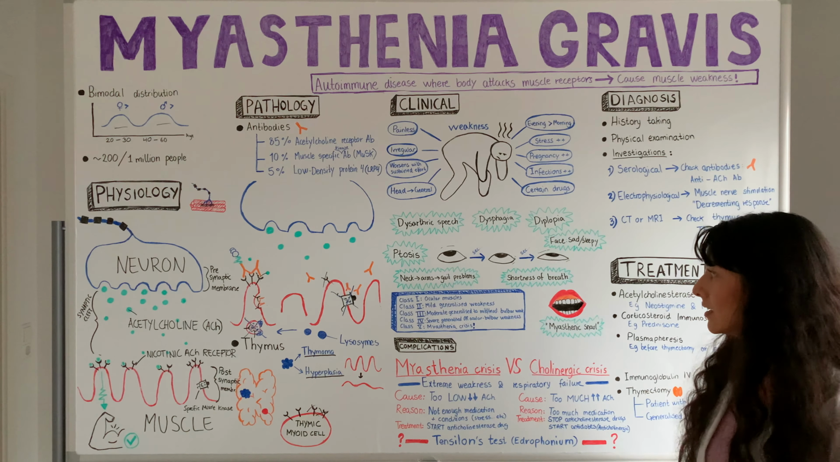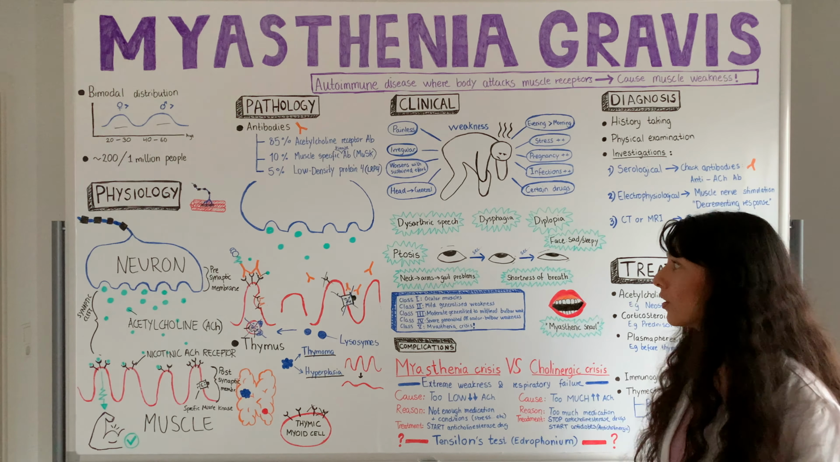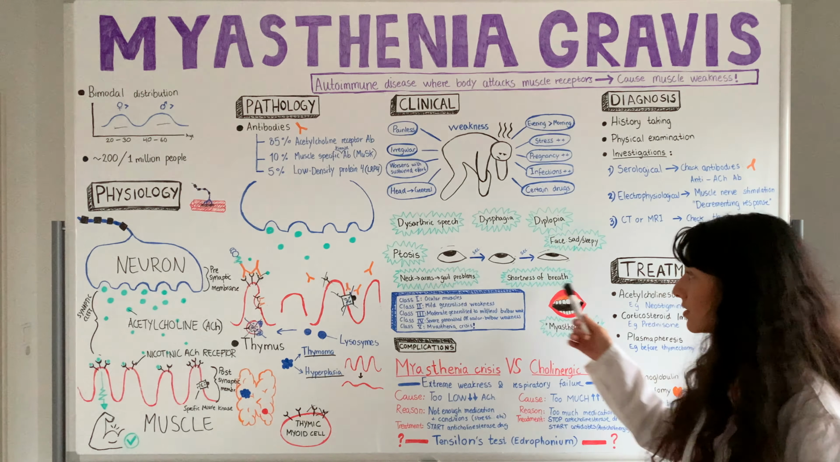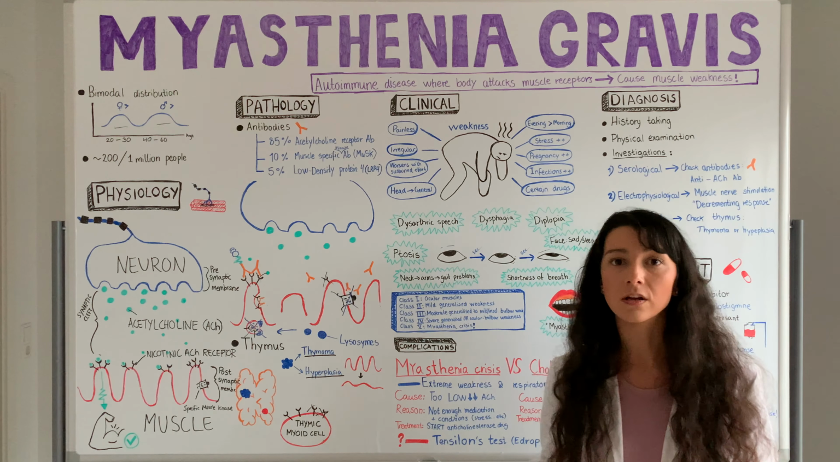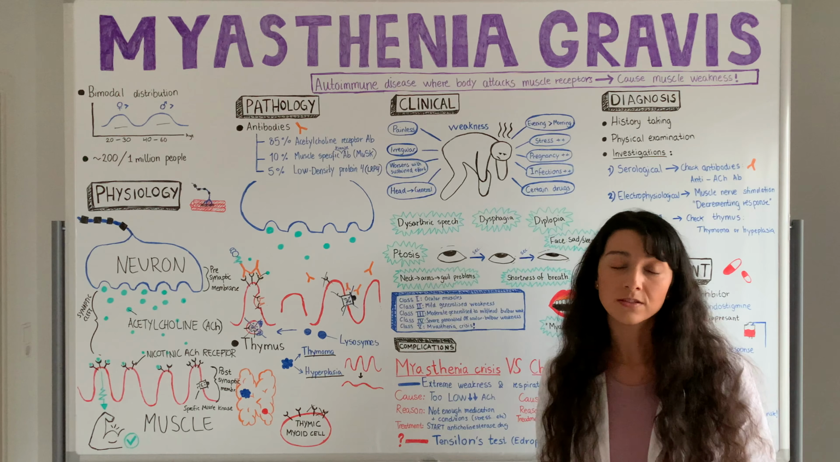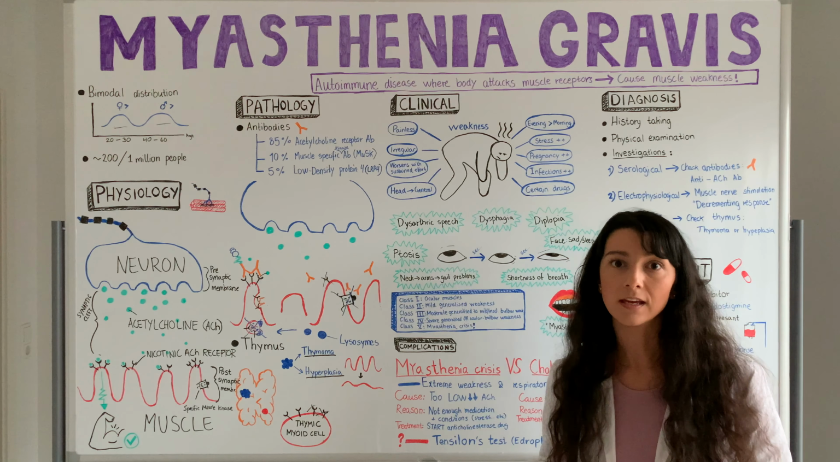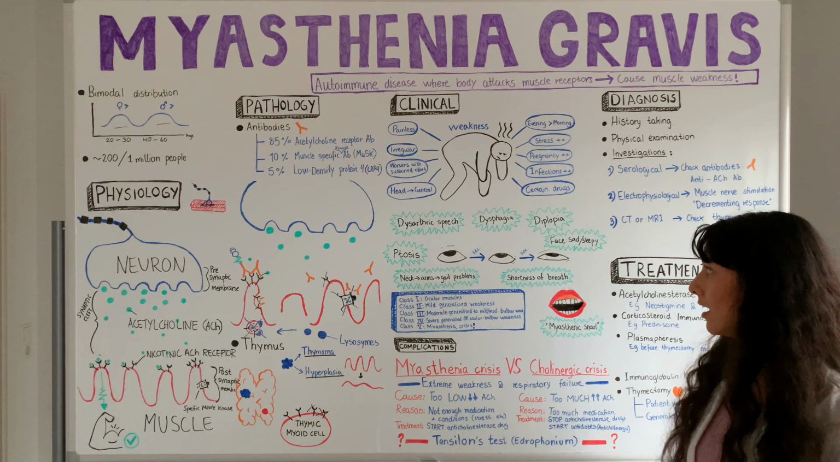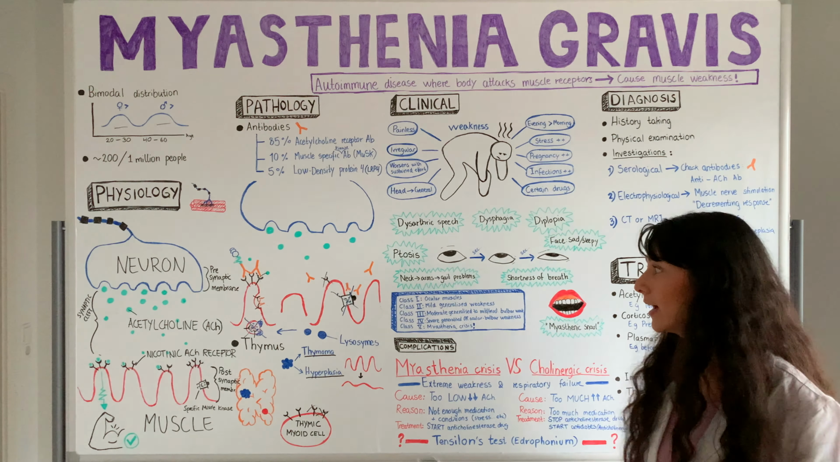And as the disease progresses and becomes even worse, well, then we might see that these patients have shortness of breath. And that's because the muscles they're using for breathing, well, they become weak. So that's a very severe case that we see.